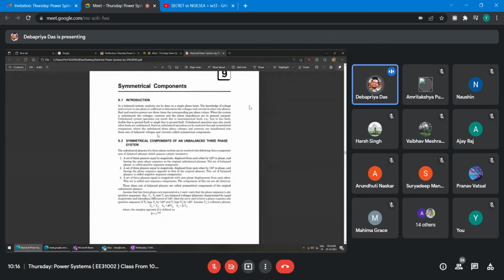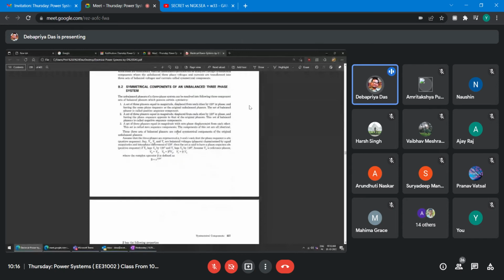So unbalanced generation may also result when the loads are unbalanced. Such an unbalanced operation can be analyzed using symmetrical components, where the unbalanced three-phase voltages and currents are transformed into three sets of balanced voltages and currents called symmetrical components. So now this is very interesting and very easy mathematics and electrical engineering. For fault studies or unbalanced system analysis, this is very effective, right?